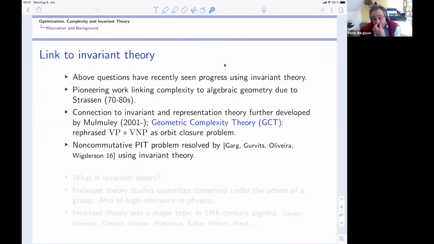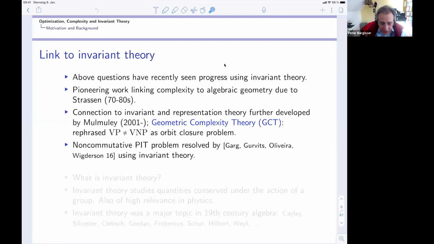So, interestingly, these questions that I explained to you are somehow all related, and they have seen progress using invariant theory. Okay, so why invariant theory? The first researcher who looked into that was Volker Strassen, my PhD advisor. He did pioneering work where he linked computational complexity, algebraic geometry, and also thought about representations and invariants.